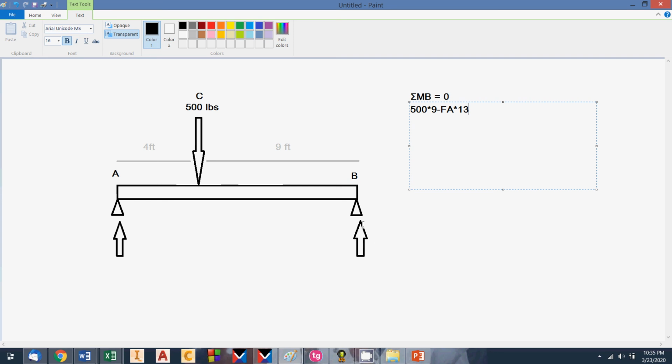Now you might be again looking and seeing this force right here at B, and you're like, well, why doesn't that cause it to rotate? And remember, a moment's a force times a distance, and the distance from this force to point B is 0. That force is on point B. So since the distance is 0, the moment's 0, we're not going to worry about it. So back to our equation. These are the two forces and their distances, the 500 pounds at 9 feet and the force A at 13 feet. And the sum of those moments, according to our equation, equals 0.